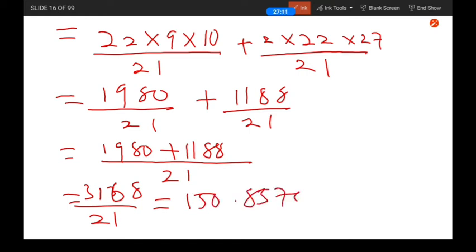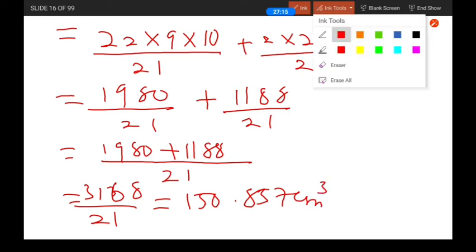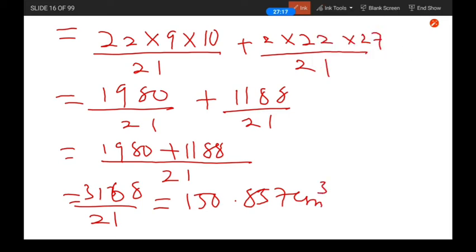So the final answer will now be 150.857. Now you have to check the accuracy of what you have to approximate to, and be very careful with that. Let's approximate it to 3 significant figures, or to 1 decimal place rather. That becomes 150.9 centimeter cube, and that is it.